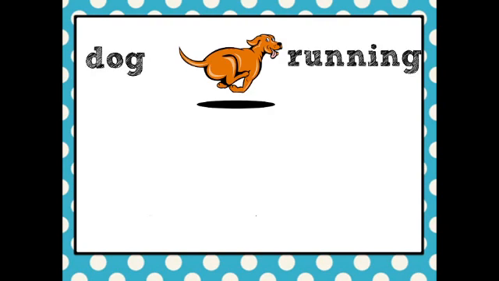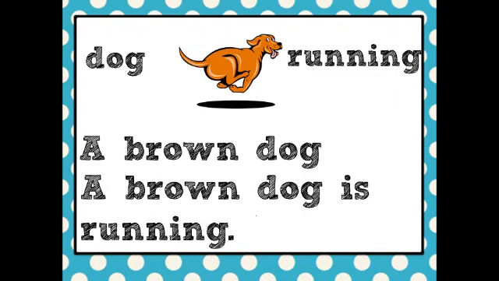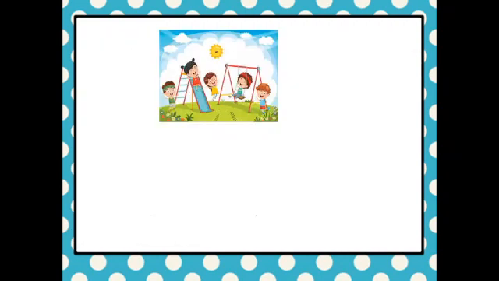Dog running and color of dog is brown. A brown dog. It's a group of words. But is it a sentence? It doesn't make much sense. A brown dog is running. Now this makes sense. It is a sentence. A brown dog is running. It begins with a capital letter and ends with a full stop, an end mark. And we are using is here, a small helping word which helps us in making sentences.